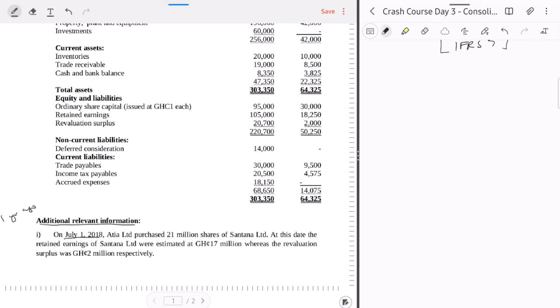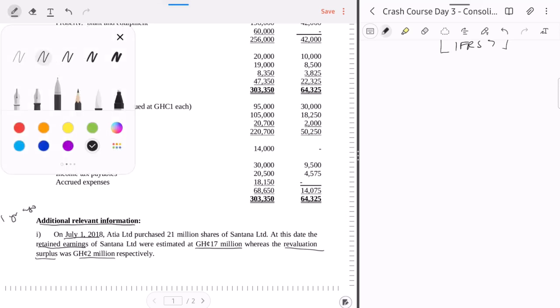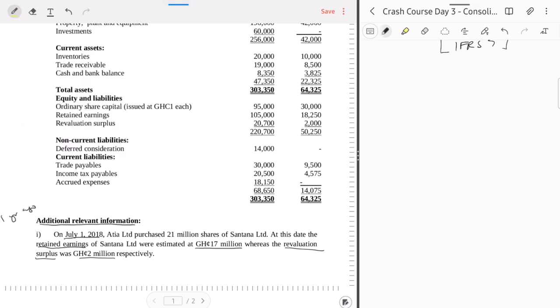So you can write here somewhere that this is 1 year ago. If it's 1 year ago, then you know for sure that this is a prior year acquisition, roughly exactly 1 year ago. They are saying the company bought 21 million shares of Santana Limited, okay? And then at this date, the retained earnings were estimated at 17 million, whereas the revaluation surplus was 2 million.